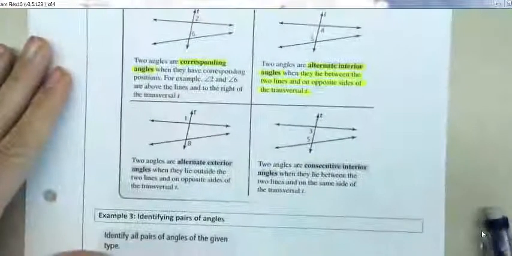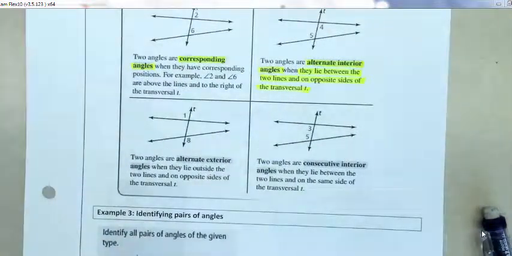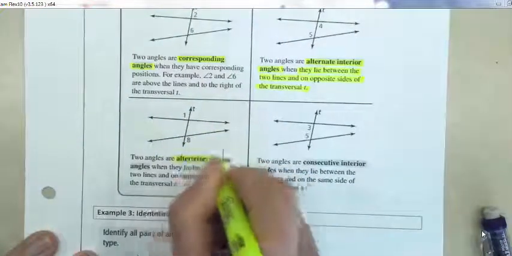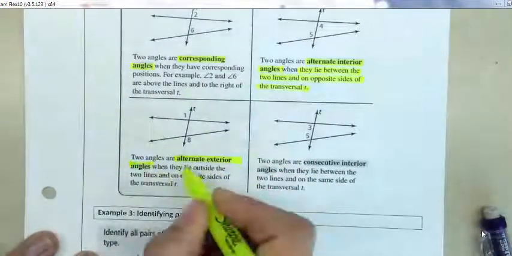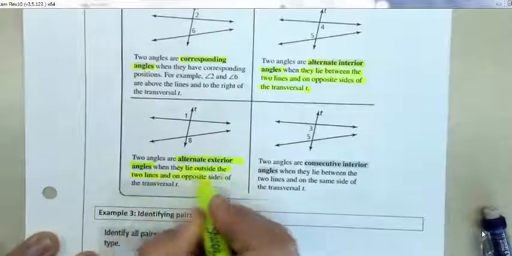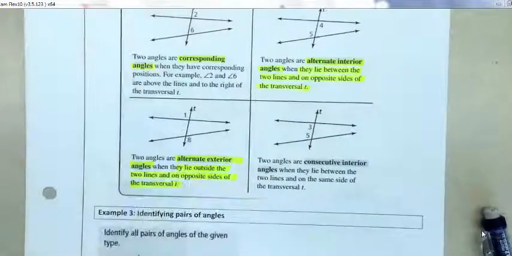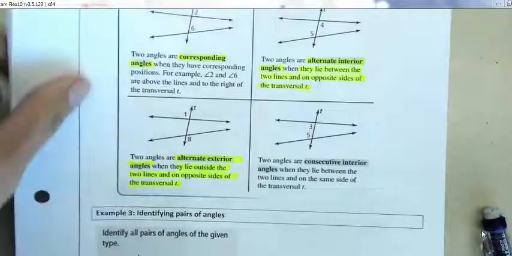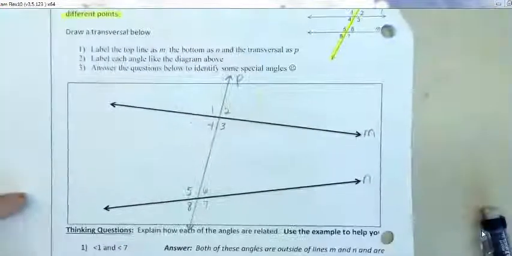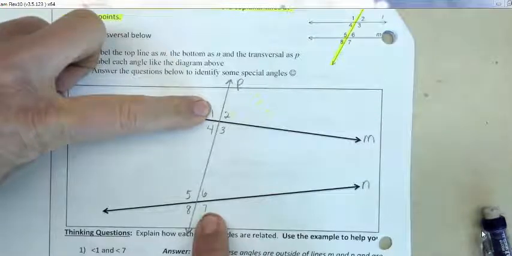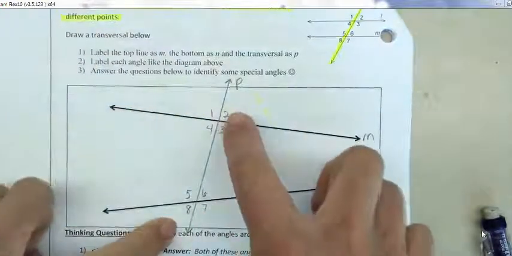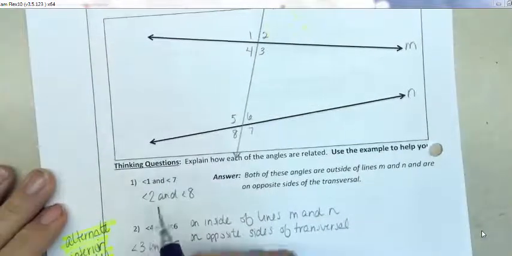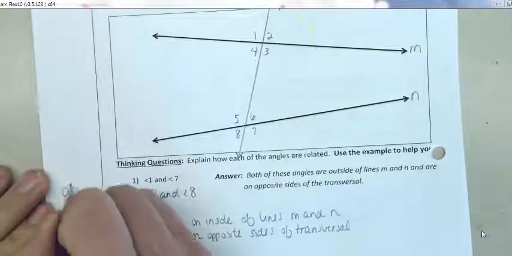Okay, next, alternate exterior. Alternate exterior angles lie outside the two lines and on opposite sides of the transversal. They alternate on opposite sides of the transversal. So they lie outside the two lines on opposite sides of the transversal. So like 1 and 7 and 2 and 8. So these right here are our alternate exterior.